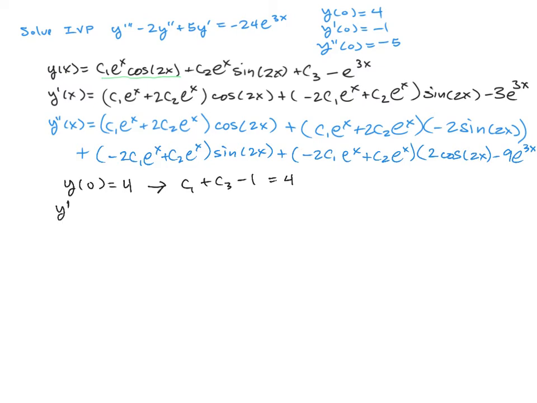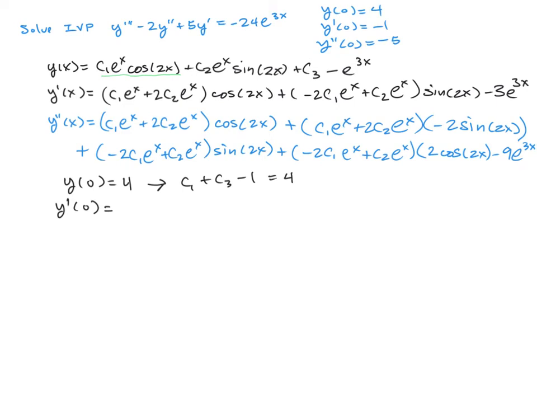Now let's take a look at the y prime of 0 information. Plugging 0 into y prime is going to give us c1 plus 2c2, and that's equal to -1. So that's going to be a c1 plus 2c2 times the cosine, which is 1. And then the second term is all multiplied times the sine, so that's just a 0. And then -3 times e to the 0, which is 1. And that must equal -1.